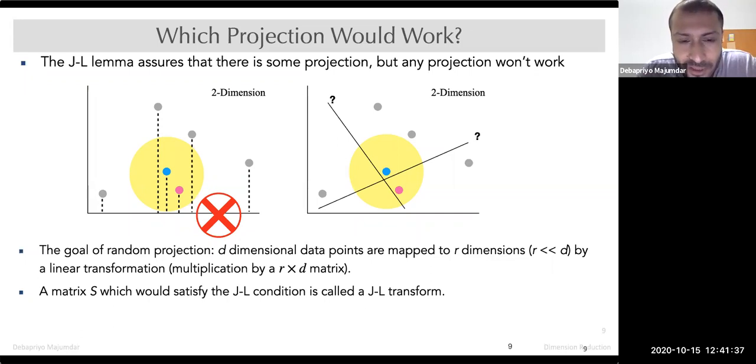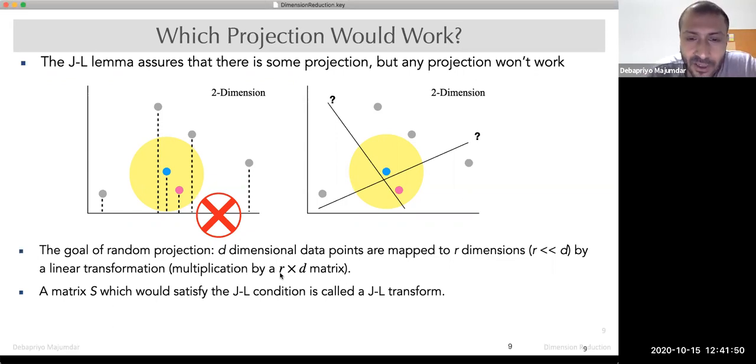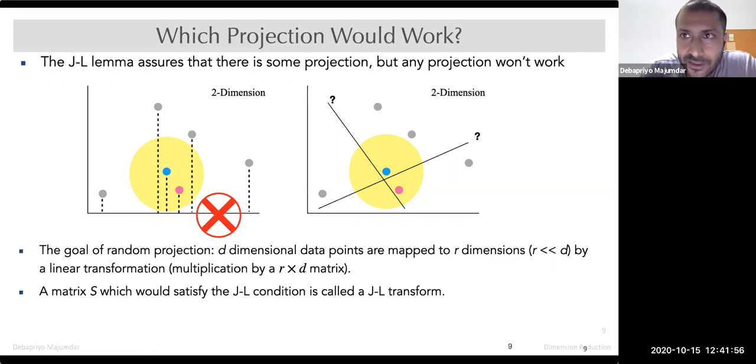So that Johnson-Lindenstrauss condition with that distance bound is called a JL transform. A matrix S, of R cross D size or dimension, which will actually do this for us, is called a JL transform.